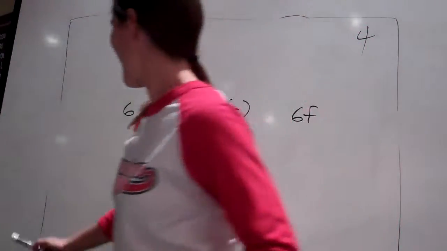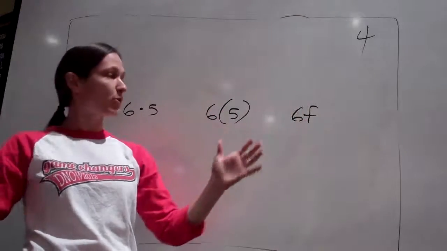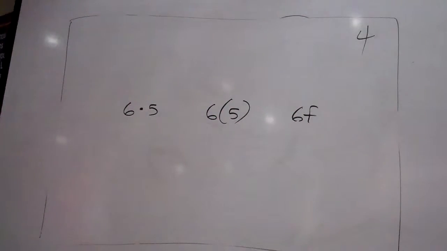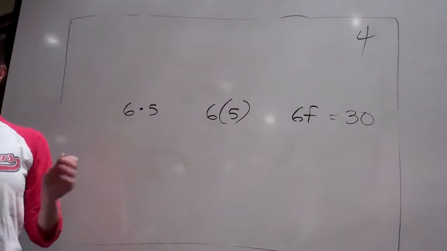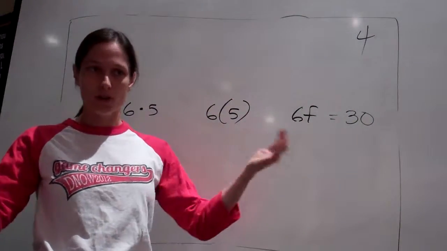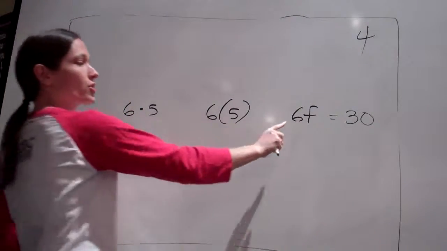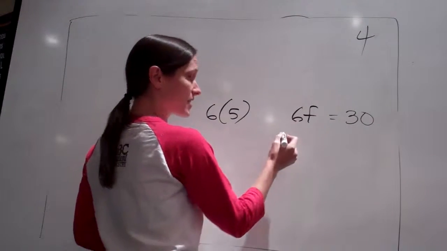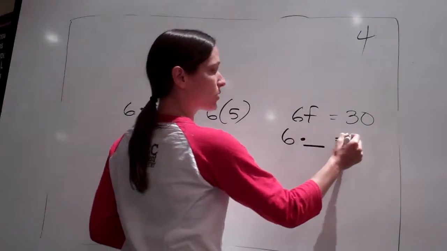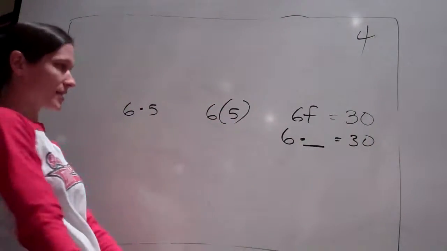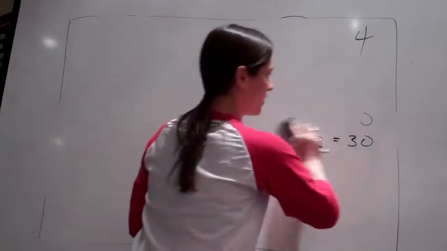Sit there more often. Okay, so 6 times 5, 6 times 5, 6 times f, and we're going to figure out what f is. Okay, now, if you get something like this, it's never going to be S or 6f. You can't even figure out anything. Insufficient information. So what this basically says is 6 times what equals 30, and clearly we know that it's 5. Very good.